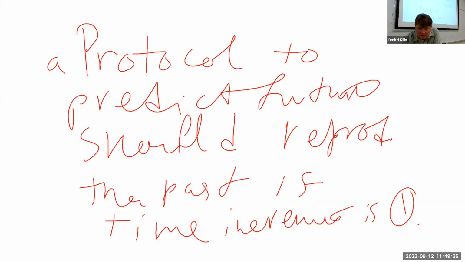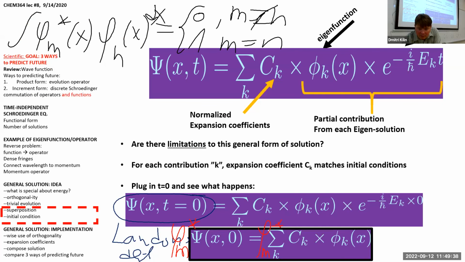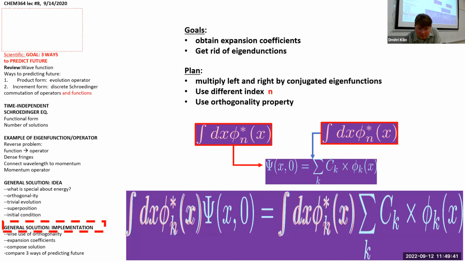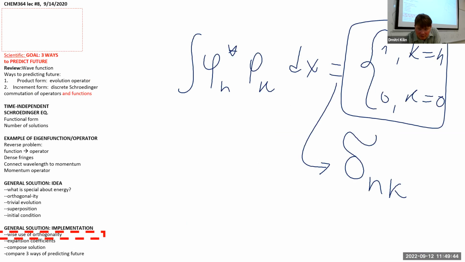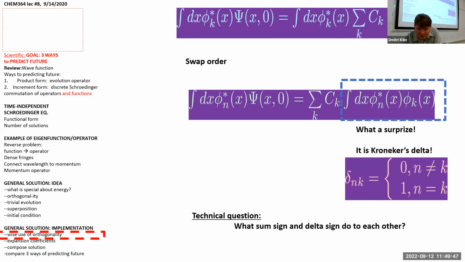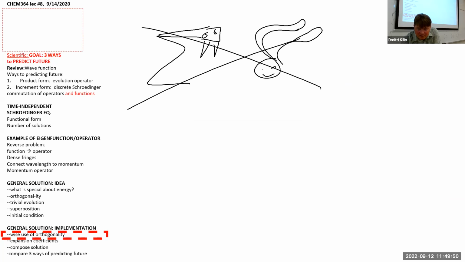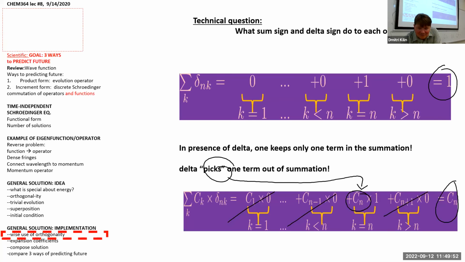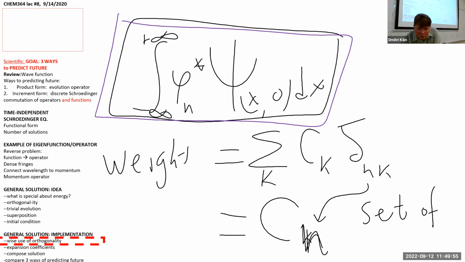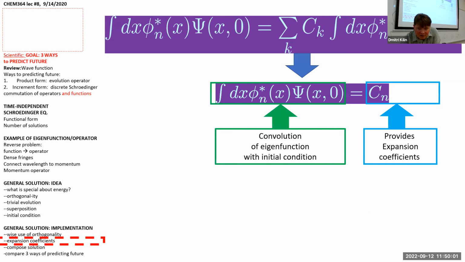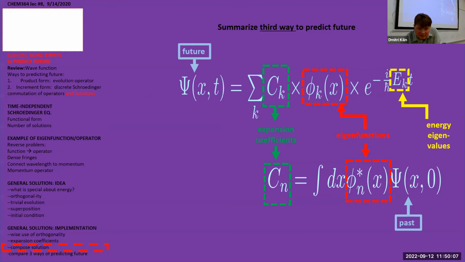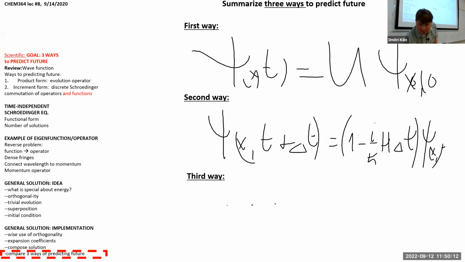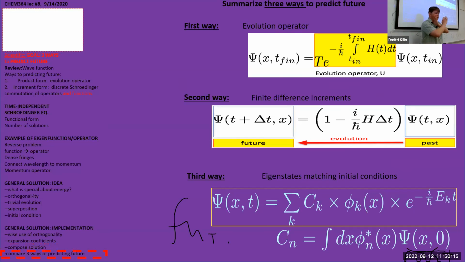Example of orthogonality, how to multiply, then how to do this integration, practice orthogonality. Remember that it is a delta, Kronecker delta, two characters cancel each other, picking up from the progression. Weight coefficients or expansion coefficients are equal to the integral of the initial condition times one of the functions. So here is the solution, right? We plug this coefficient C into there. So we have a third way to predict the future.